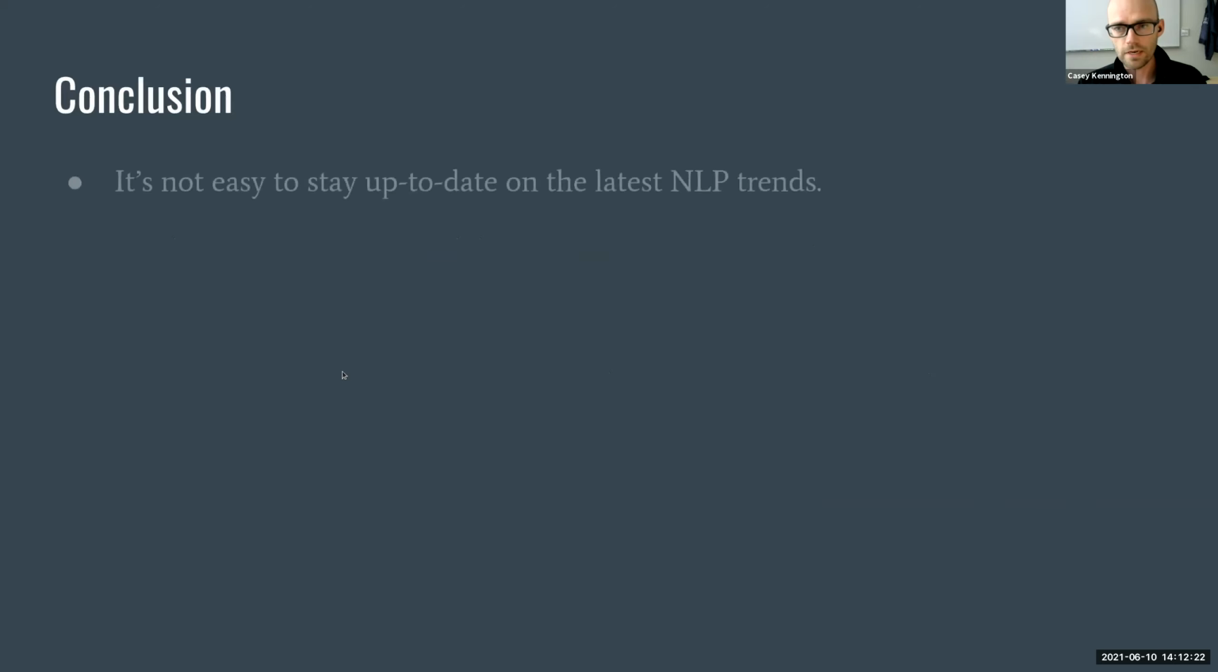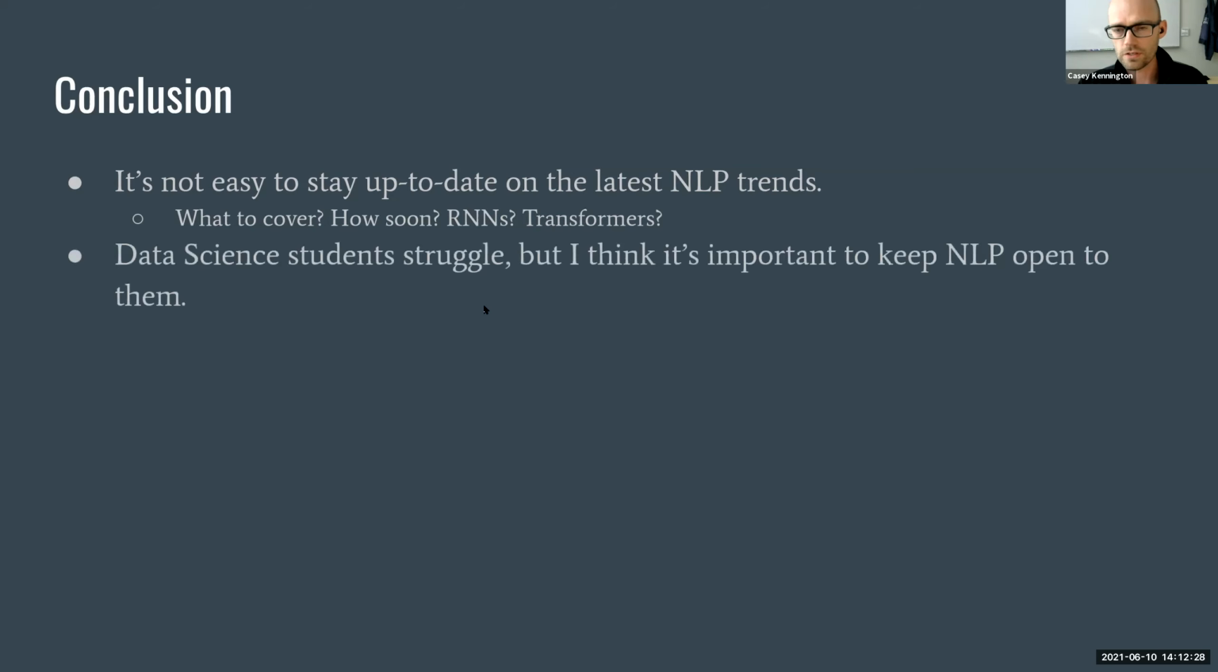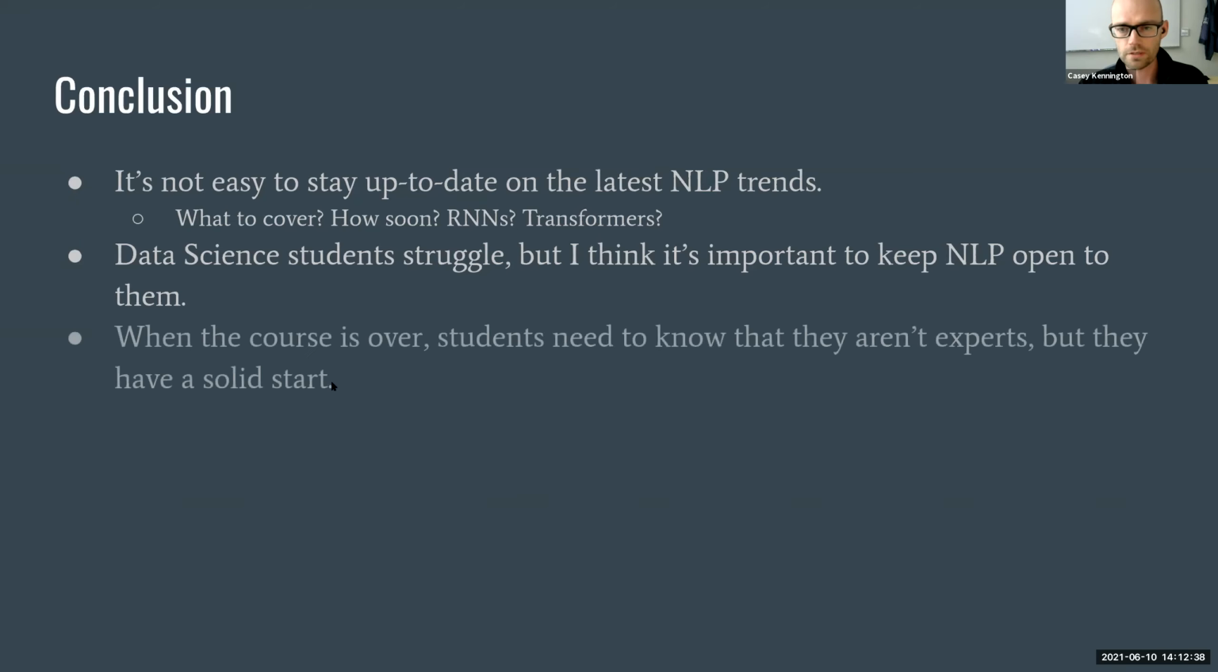So to conclude, it's not easy to stay up to date on this stuff. What do we cover? How soon? Should I wait? Data science students are still struggling a little bit in my class, but I think it's important to keep it open to them. And when I say data scientists, I mean anybody who's just taken data science classes. These students are potentially from all different areas across campus.